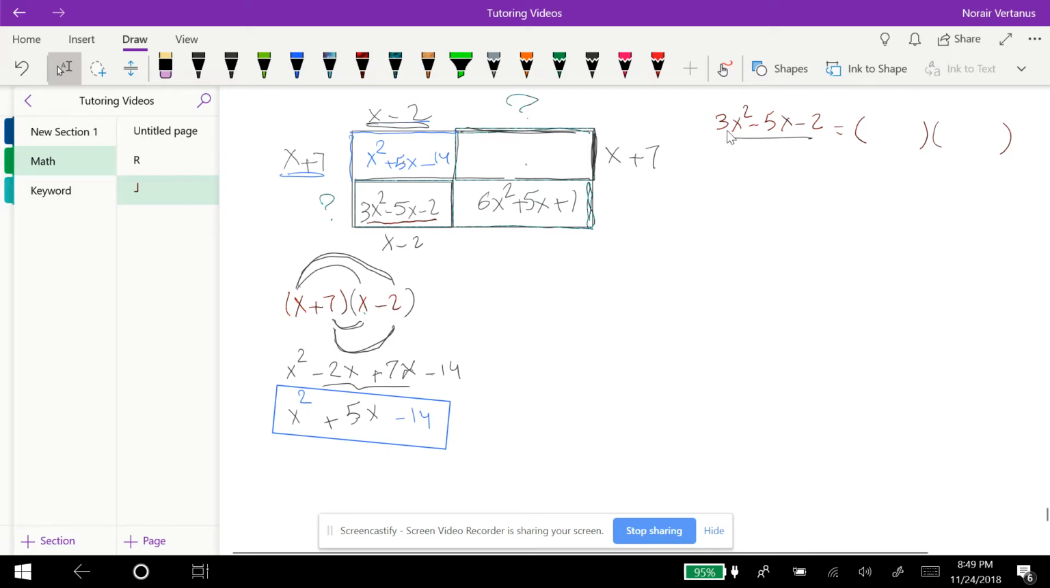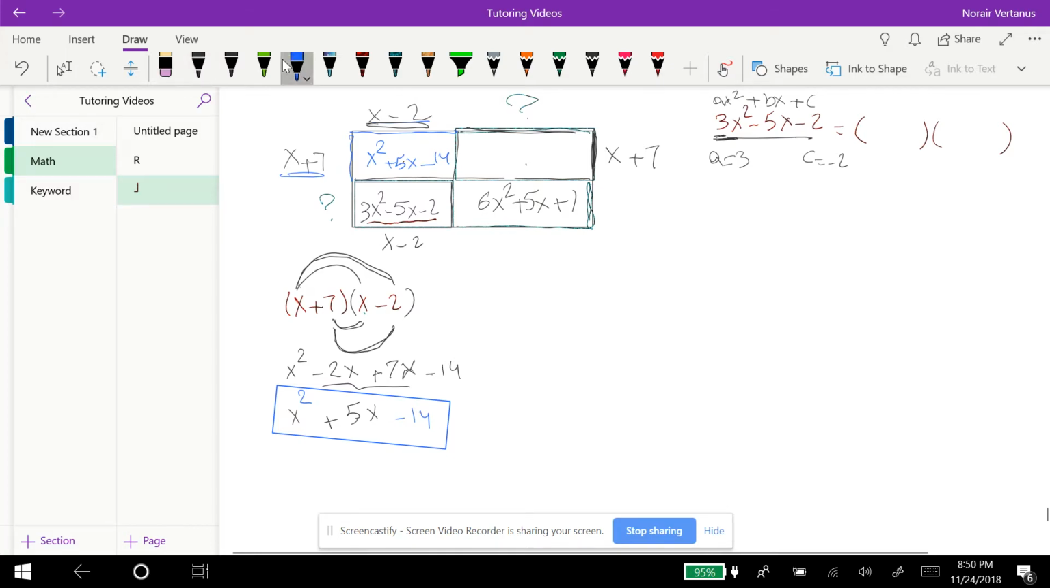So to factor this out, a is 3. It's ax squared plus bx plus c. That's the standard form of a quadratic expression, right? So to factor this out, a is equal to 3 and c is equal to negative 2.